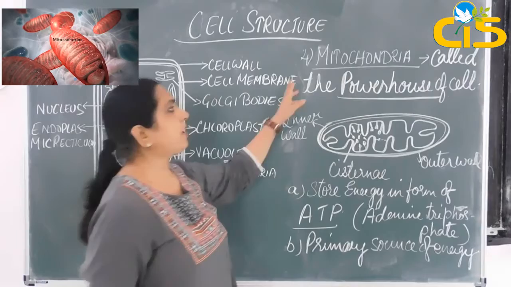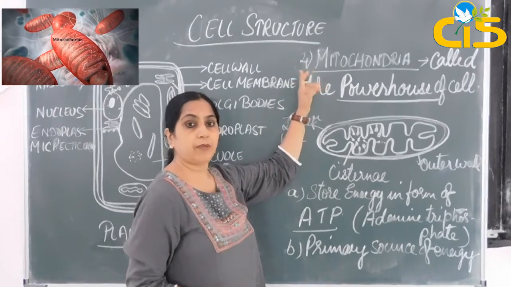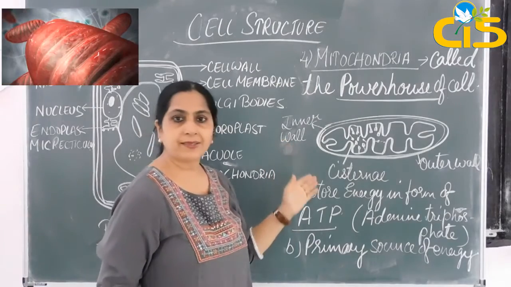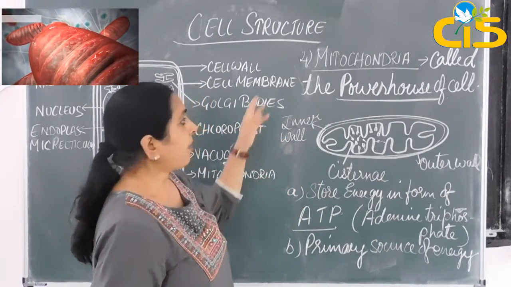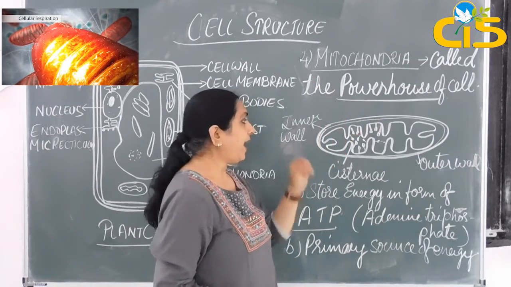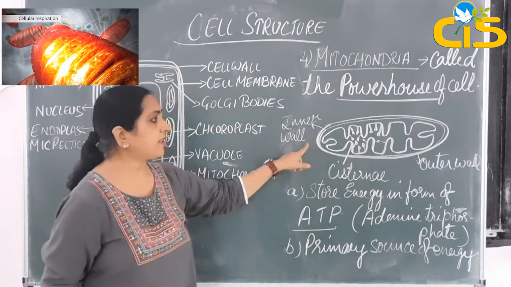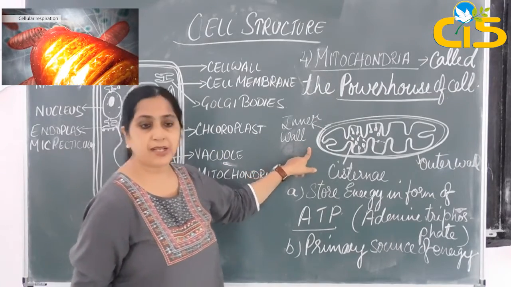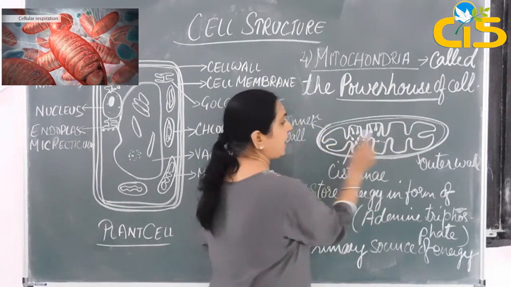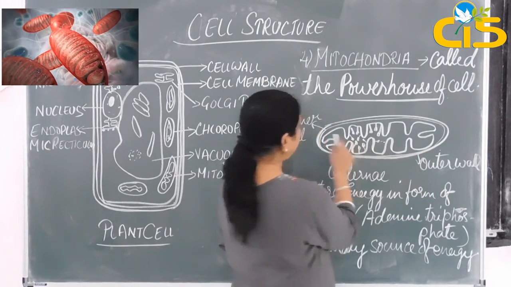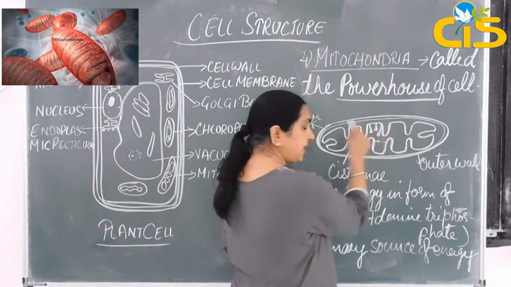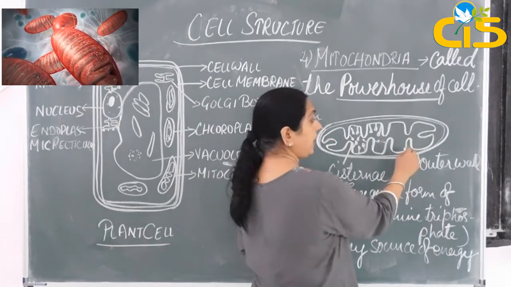Now we shall discuss the mitochondria, which is again a very important organelle of the cell, and it is found both in plant cells and animal cells. Mitochondria is also called the powerhouse of the cell. Looking at the detailed structure, it's a double layered structure. You can see the outer wall and the inner wall, and the interior structure is infolded.